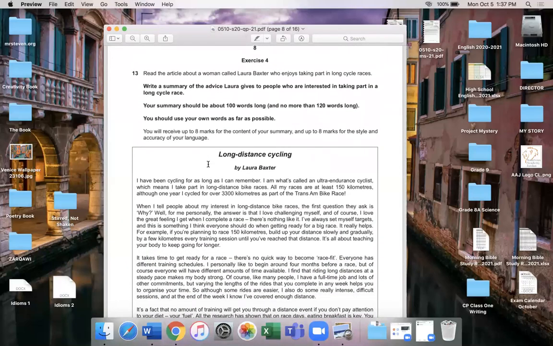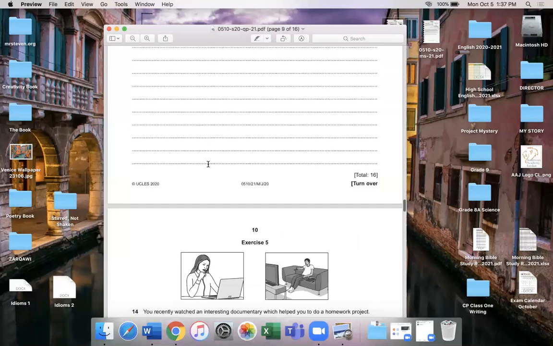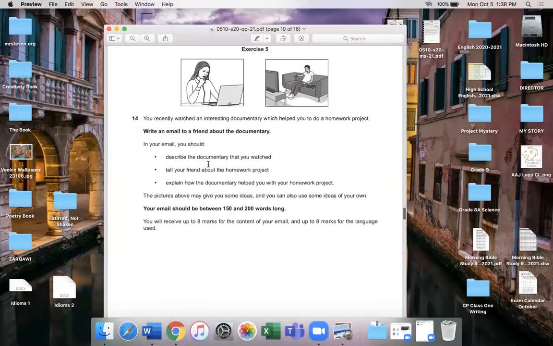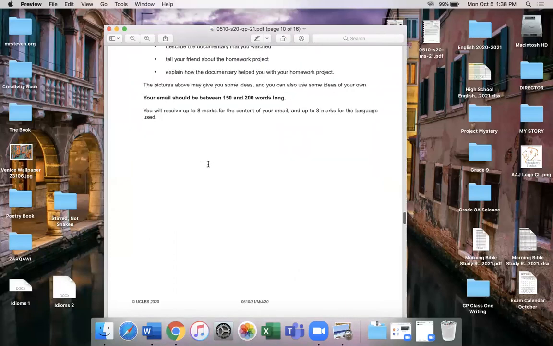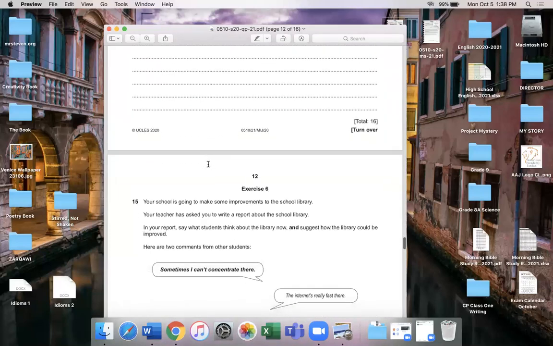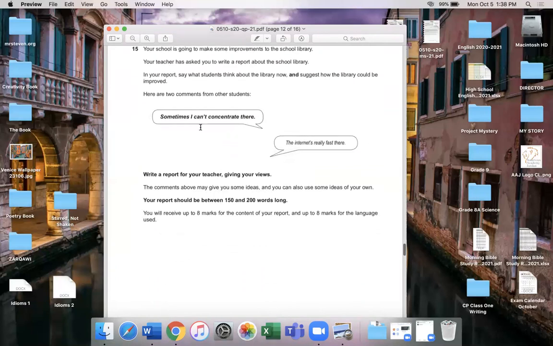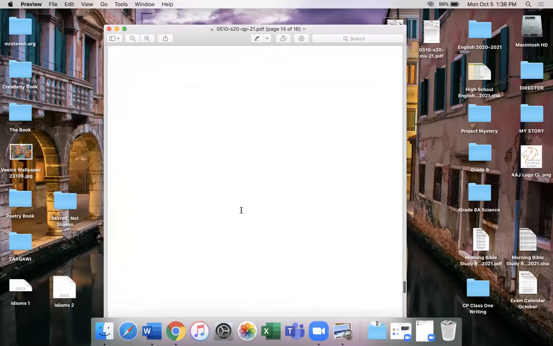Exercise 4 is the summary section that we went over. And likewise, exercise 5, you need to write an email. Sometimes it's a letter to a friend. Of course, nowadays, usually the prompts say email. Exercise 6, it discusses writing a report or an article. Usually there's 2 different perspectives that help you to start writing. Okay, and that's the end of the exam.